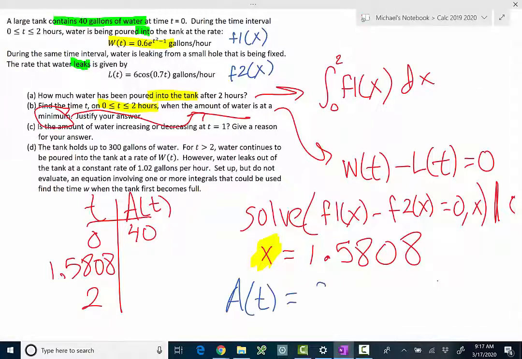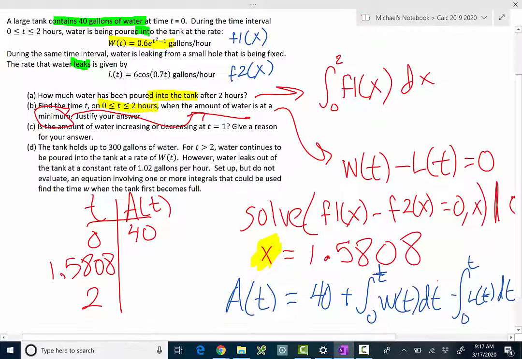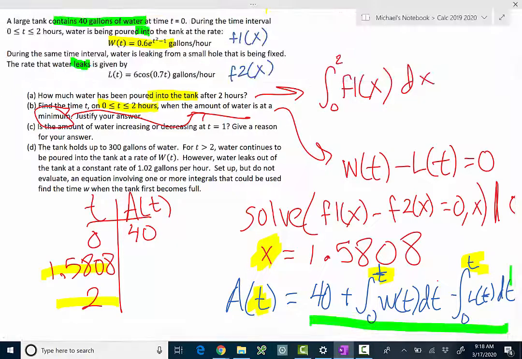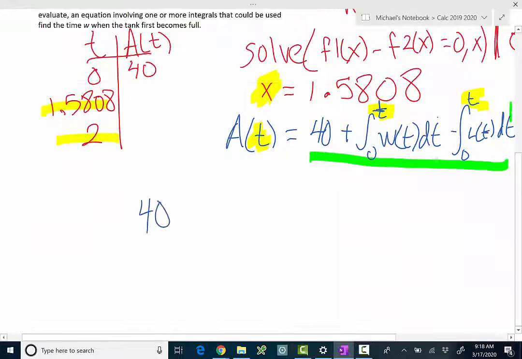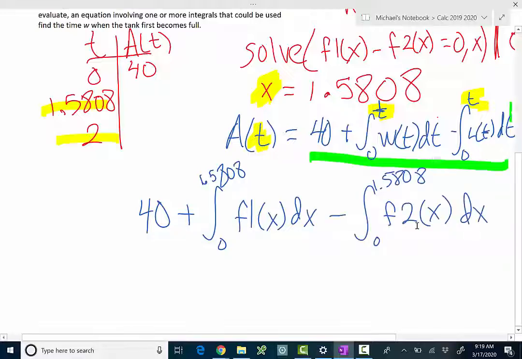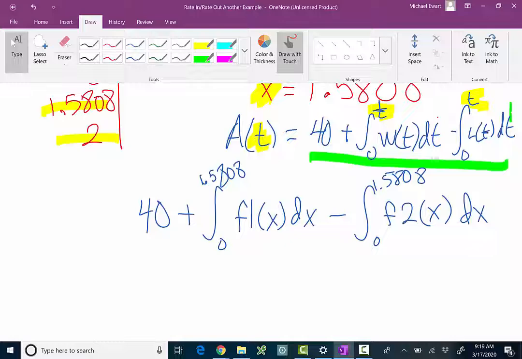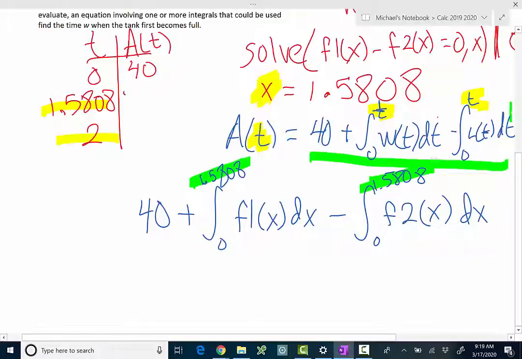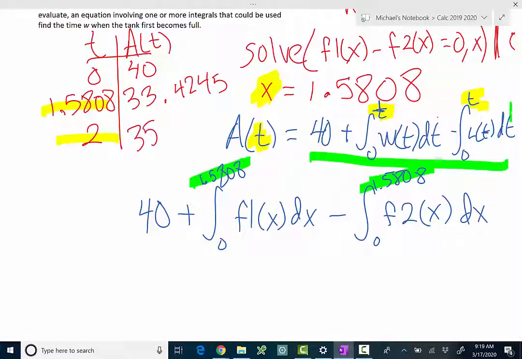The initial is 40. And for our other 2 points, we need to set up that integral. The integral from 0 to time of w of t minus integral from 0 to time of L of t, and then we add on the 40. So for those t's, we're going to put in 1.58, and then we'd put in 2. I'm going to write how it would look putting in 1.58 on your calculator. For 2, after you enter it, you would just go back up, copy paste it down, and change the 1.58s to 2.